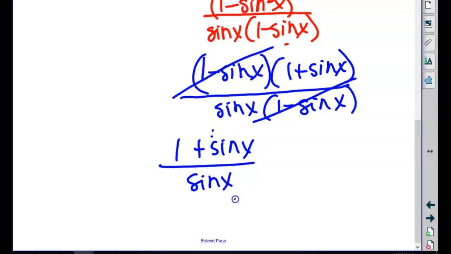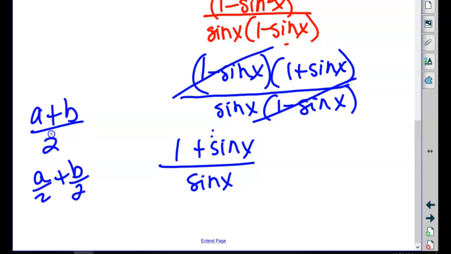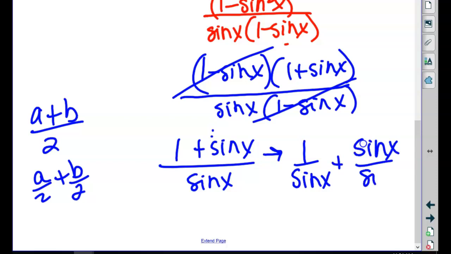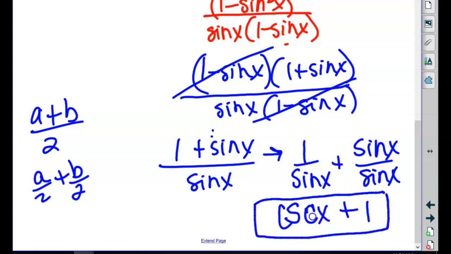Okay. How can we rewrite that as two separate fractions, right? If you have a plus b over 2, it's the same as a over 2 plus b over 2. Is everybody okay? So we could rewrite this as 1 over sine x plus sine x over sine x, guys? Yes? Separate it. And 1 over sine is cosecant of x, and this is a plus. Didn't they just say get rid of it so it doesn't have a fraction? Felt that.